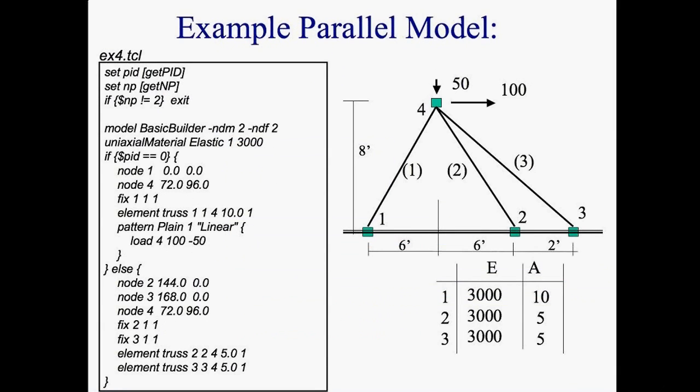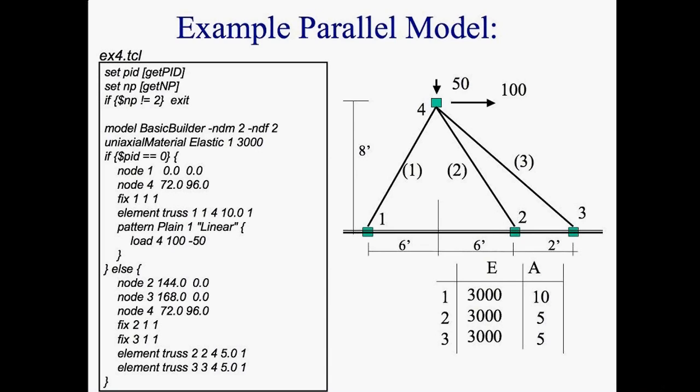So here's an example of a parallel model. Simplest example I could think of. For those of you who've been to the OpenSees Days workshop, this is the example I usually start with. So in this example, what I'm going to do is put element 1 onto process 0, and I'm going to put elements 2 and 3 onto processor 1. So basically, again, I start off, I get my PID and I get my NP. If the number of processors is not equal to 2, I exit, because if I don't exit, the script will fail.